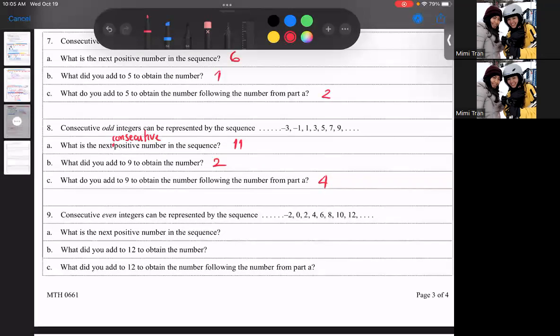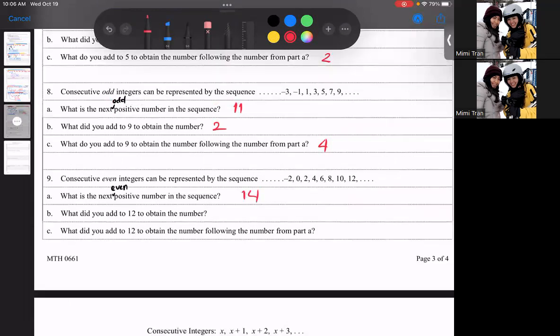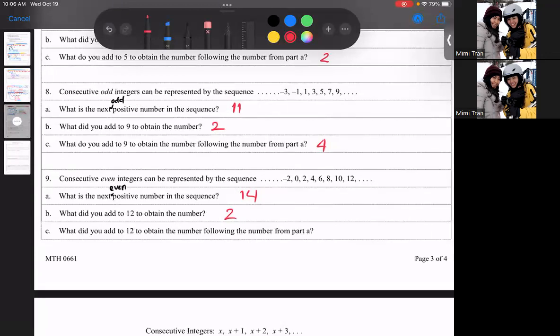All right, consecutive even. The sequence would be like that, negative 2. I don't know why they put 0. From what I know, 0 is neither odd nor even. I guess it's fine. What is the next even positive number? Yeah. Again, it's even. So 14. What do you add to 12 to get 14? 2. What do you add to 12 to get the number following from part A? 14, 16. But I start at 12, so I want 16, which is 4.